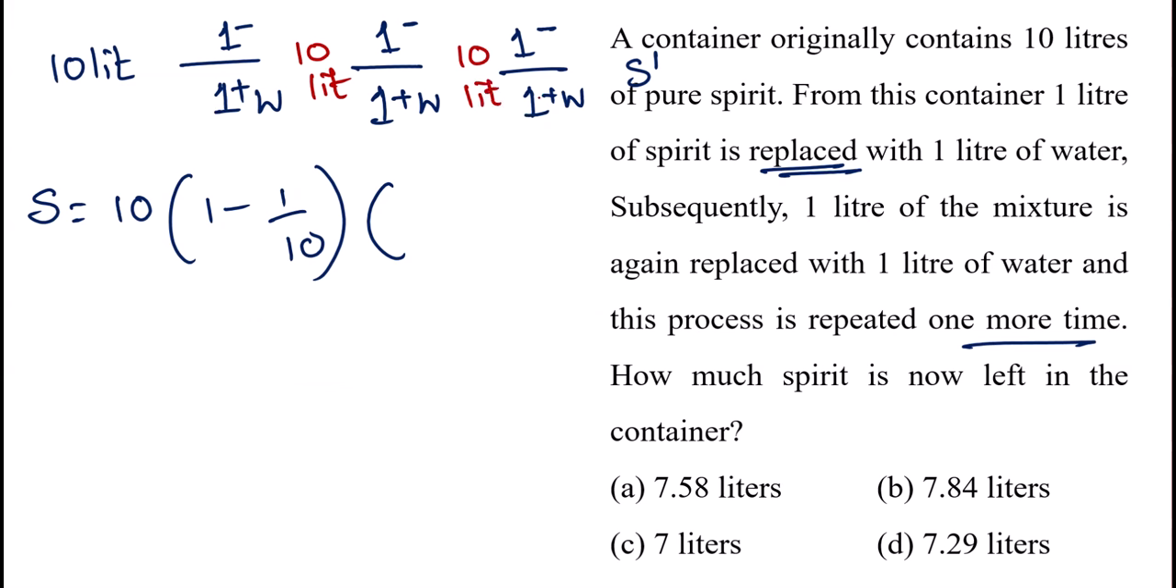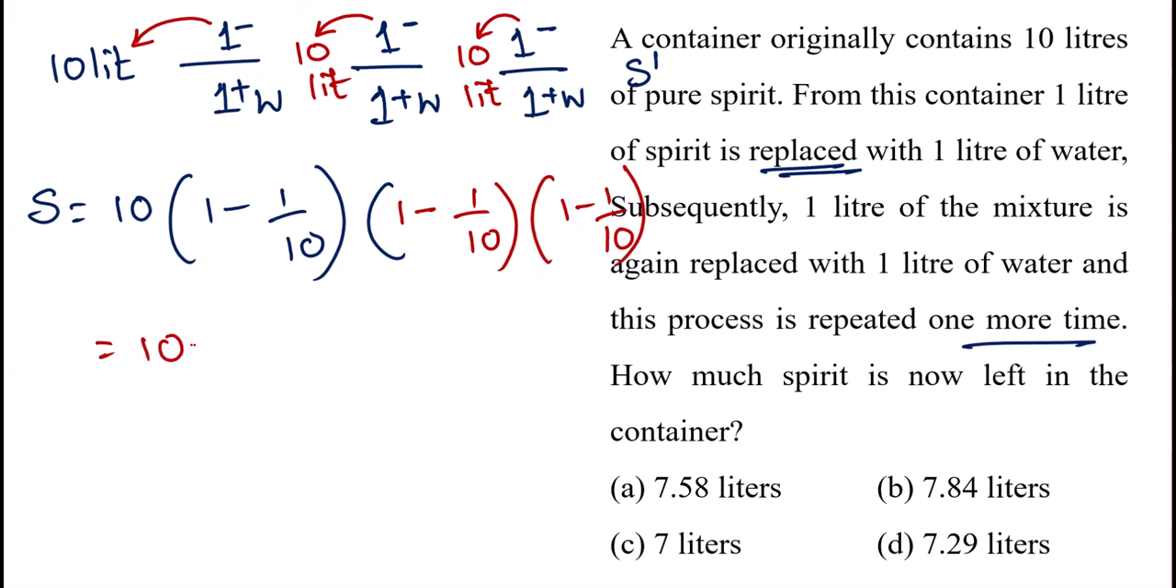But how much is that spirit? The total is 10 liters each time, but the spirit will be reduced. Now see, I'm removing 1 liter out of 10, 1 by 10. Again, from the total, I'm removing 1 liter, 1 by 10. Next here also, I'm removing 1 liter, 1 by 10. This is the procedure. It's almost like the compound interest concept, but decreasing. So 1 minus 1 by 10 means nothing but 9 by 10, 9 by 10, 9 by 10 likewise. 9 cubed is 729 divided by 1000, which is 0.729, so 7.29 liters.